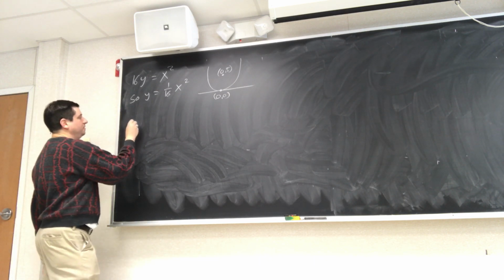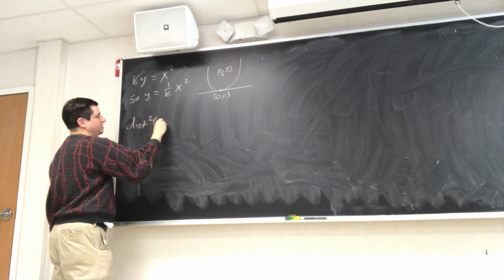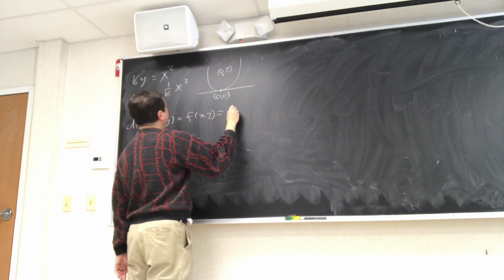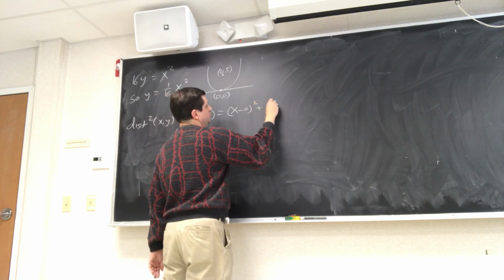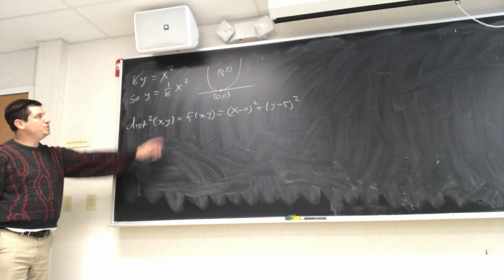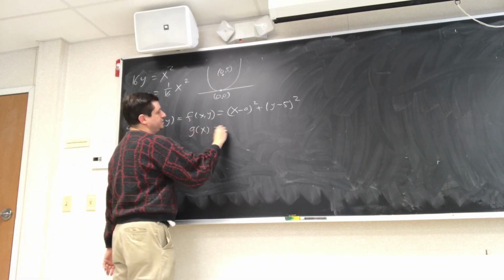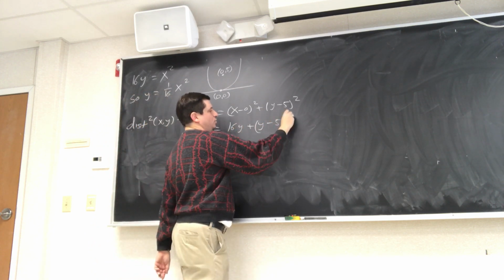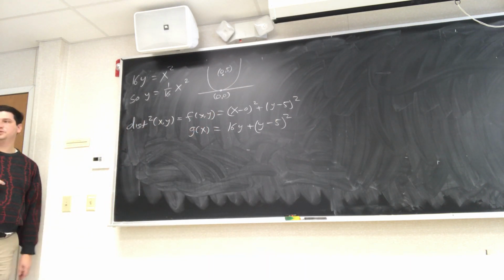So the distance function, well, let's look at distance squared of xy. f of xy is going to be x minus 0 squared plus y minus 5 squared. And because we know x squared is 16y, we could actually get some function g of y is 16y plus y minus 5 squared. So that's a really good distance function to look at.